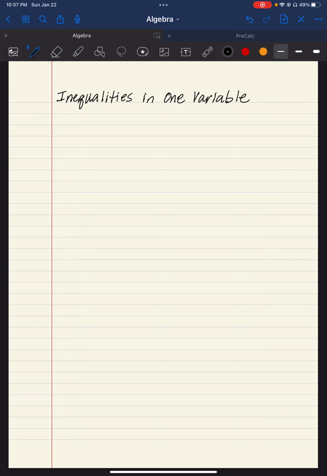All right, today we are going to be talking about inequalities in one variable. What do we mean by this? Well, we've seen equations in one variable. An equation in one variable is something that looks like this.